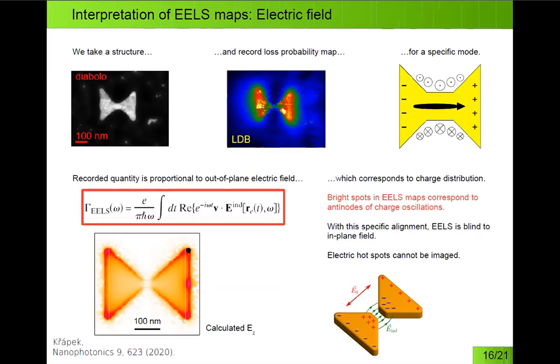You have maxima at the wings and a zero node plane in the center. And now this calculated electric field, the out-of-plane component, indeed corresponds very well to the recorded loss probability map. So the loss probability map actually shows you the distribution of the electric field and also the distribution of concentrated charges. Well, how about the magnetic field?